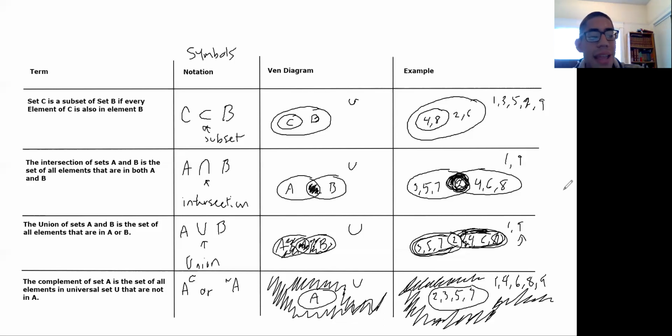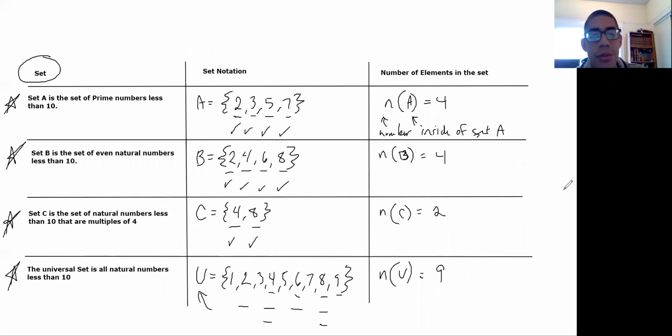The complement of set A is the set of all elements in universal set U that are not in set A, right? So here, if you notice, we're only dealing with set A, which means I have to figure out what set A is. We know that set A is 2, 3, 5, and 7. We know that the universal set is all the numbers 1 through 9. They include 2, 3, 5, and 7, right?